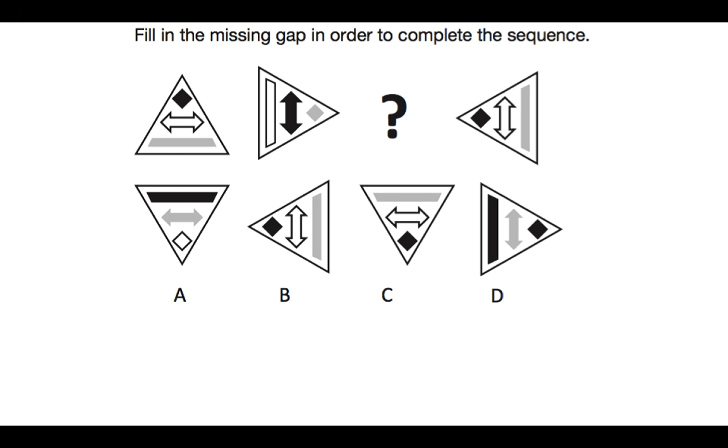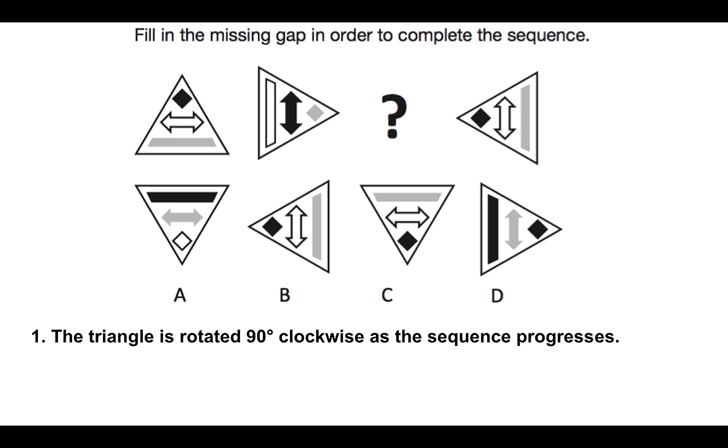So fill in the missing gap in order to complete the sequence. We're actually looking for the shape to go where the question mark is. Now, the triangle is rotated 90 degrees clockwise as the sequence progresses. So we can see there that the triangle at the top is 90 degrees clockwise.